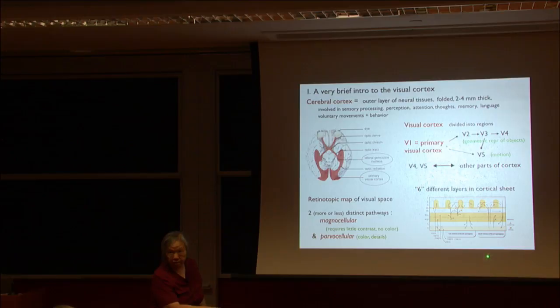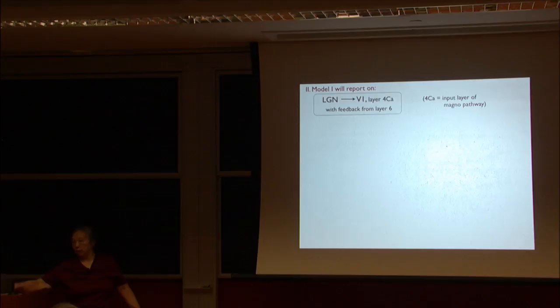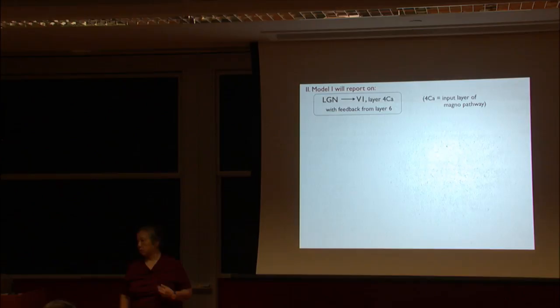I'm going to focus on something called 4C alpha, which is a single layer, and I'm going to show you the connectivity in there. This is the overall picture. Now I'm going to get to the model. The model is going to be about the LGN going to V1, the input layer. The LGN is a little relay station from the retina. It goes through there and goes to the back. 4C alpha, too lazy to type alpha, so I type A, is the input layer to V1.